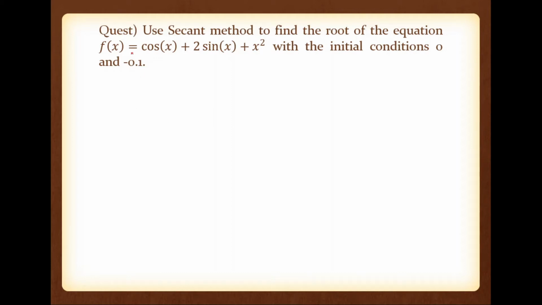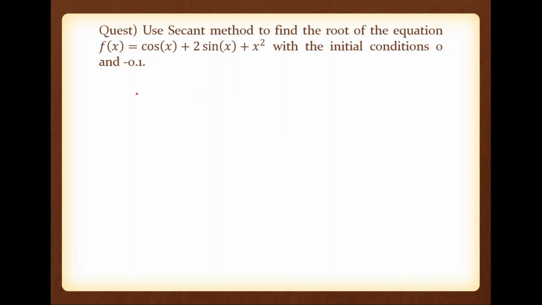So the question is, use the secant method to find the root of the equation f of x is equal to cos x plus 2 sin of x plus x square with the initial conditions 0 and minus 0.1. So please note, for the secant method we require two initial conditions. So 0 and minus 0.1 are the initial conditions. Is it okay?